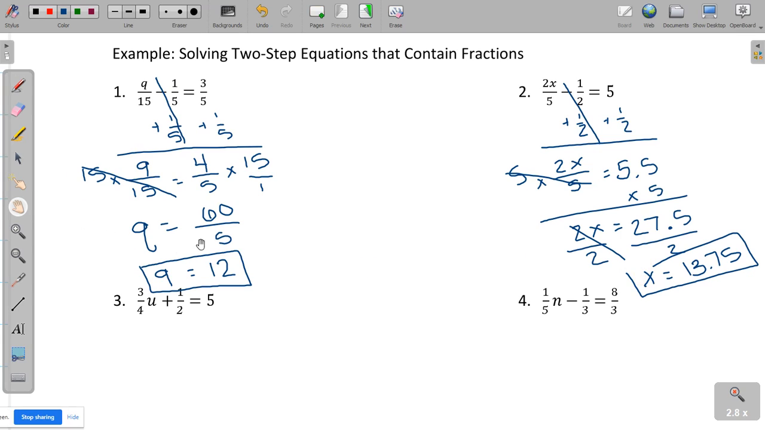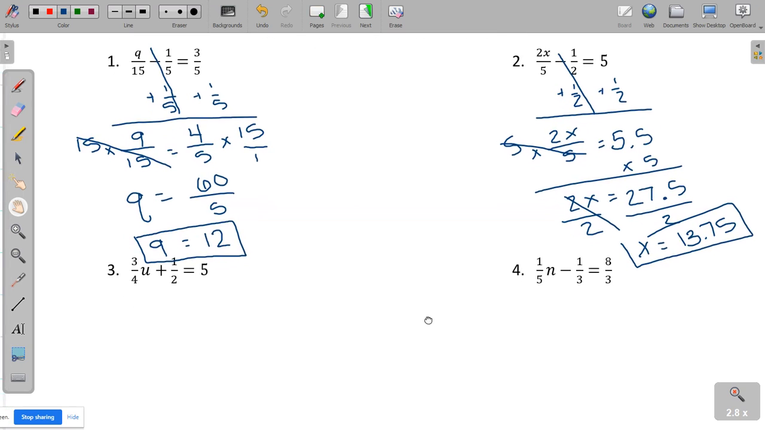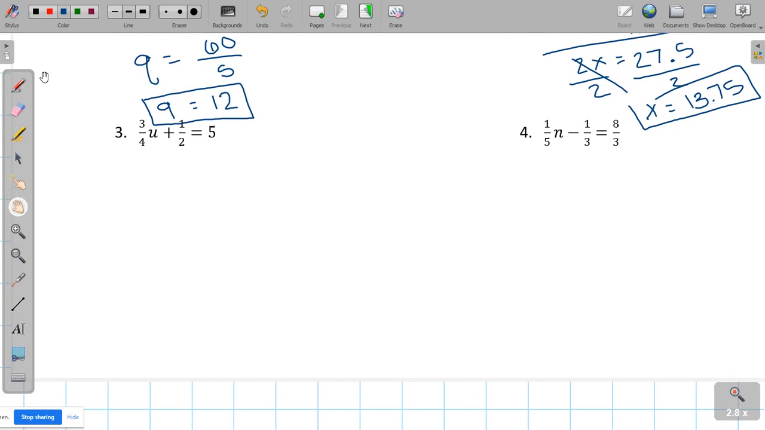Okay, I want you to try 3 and 4 by yourselves. Pause the video, come back to check your work once you're done. Okay, let's look at 3. We need to get rid of the loose number, so we're going to subtract 1/2 from both sides.